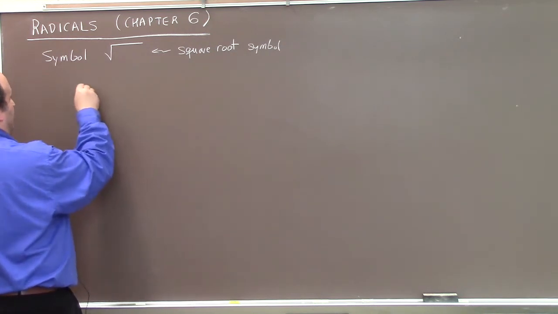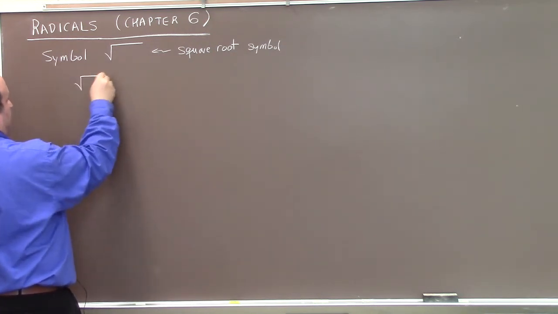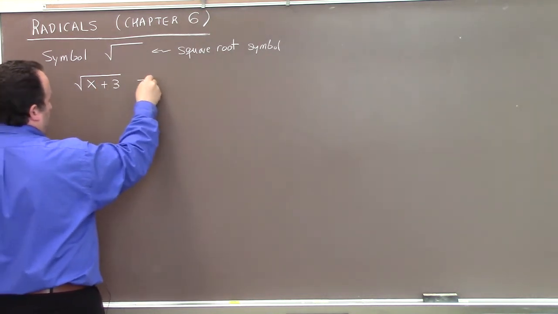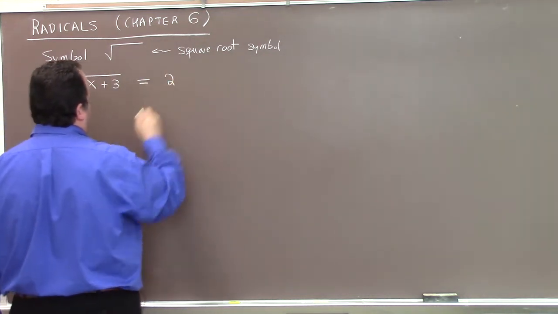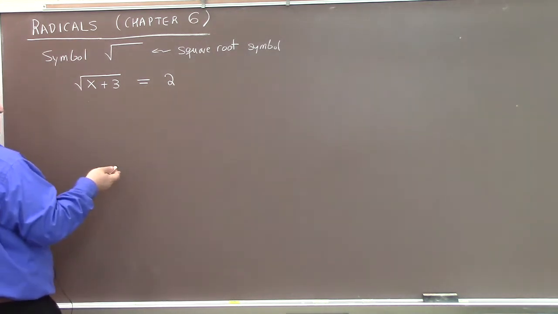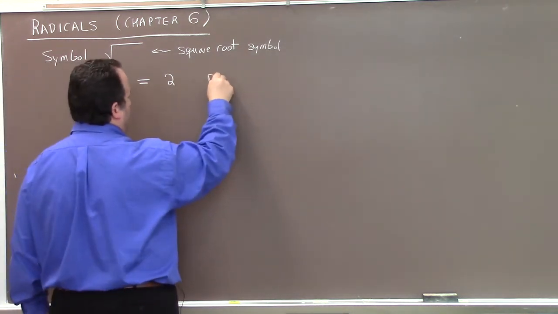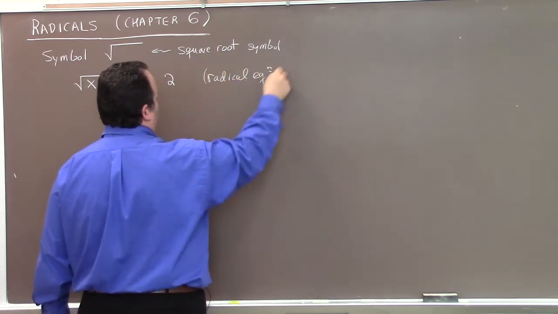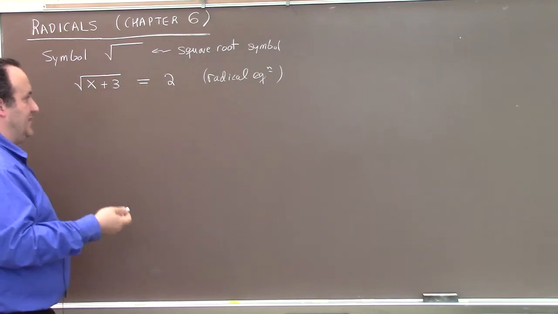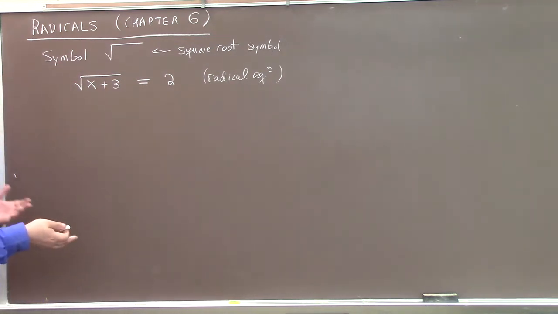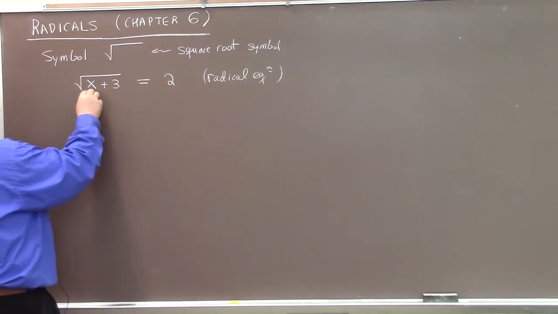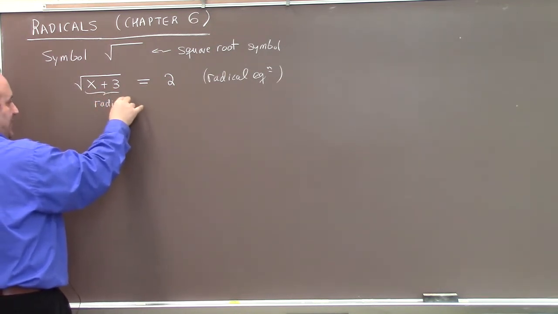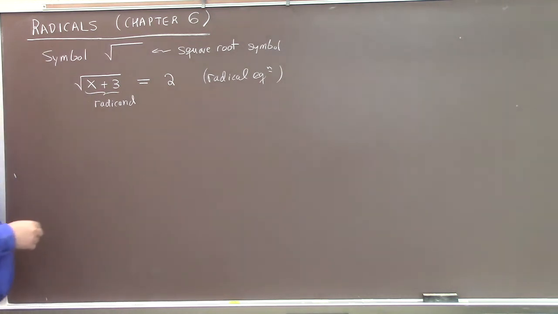So we could have something like the square root of x plus 3 equals 2. Well, this would actually be a radical equation, right? It's not an expression. It's got an equality. What's the radicand here? Right here, this would be the radicand. The radicand is the thing you stick into the radical.